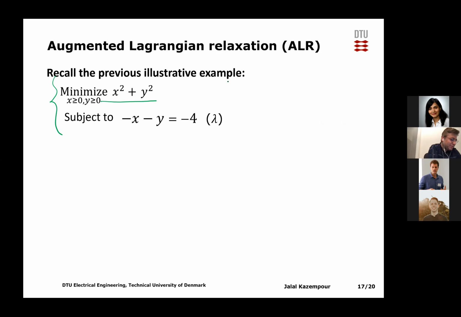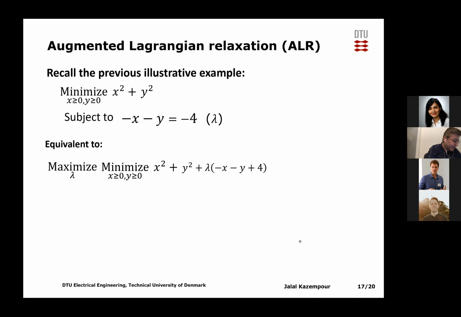I'm using the same example just to be able to compare it with the previous problem. But since the objective function is quadratic, you don't even need to use ALR. But if you like, you can also use ALR. So here, the objective function could be linear or could be quadratic. Again, this is our dual problem.